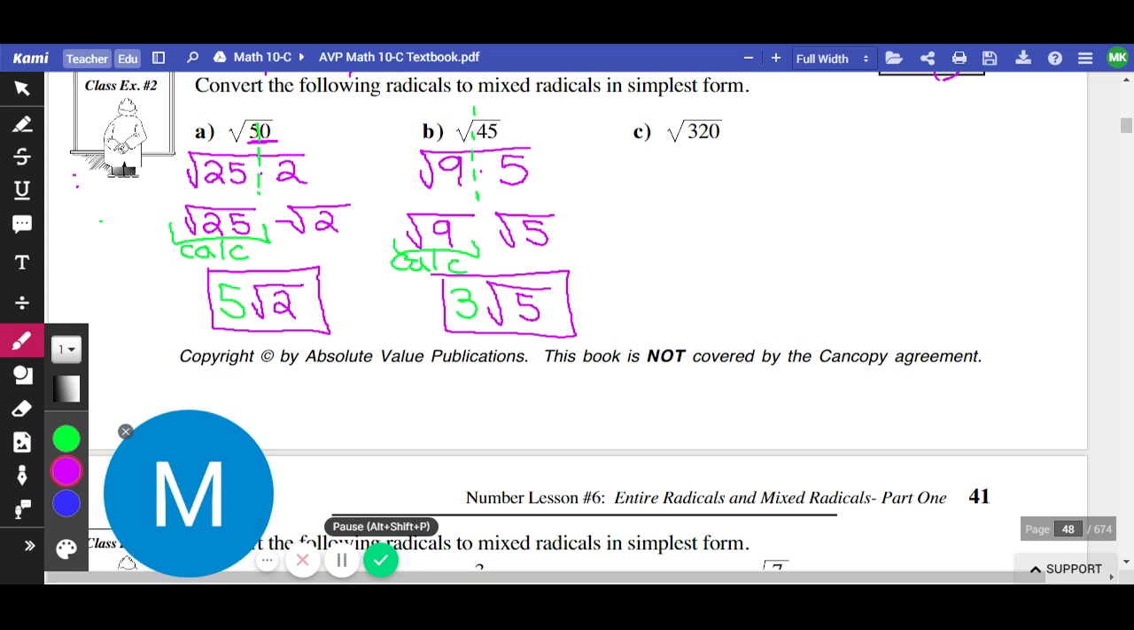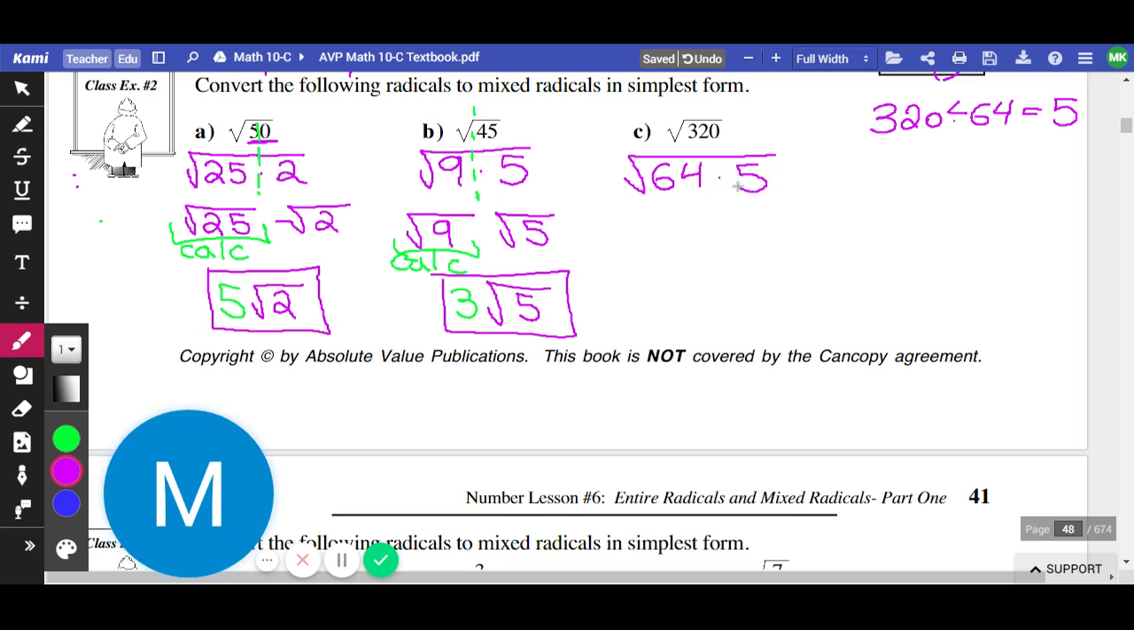That's why it's important we pick the biggest possible number, okay? Awesome. 320 divided by 64 equals 5. That means I could take 320, I could rewrite it to be root 64 times 5.